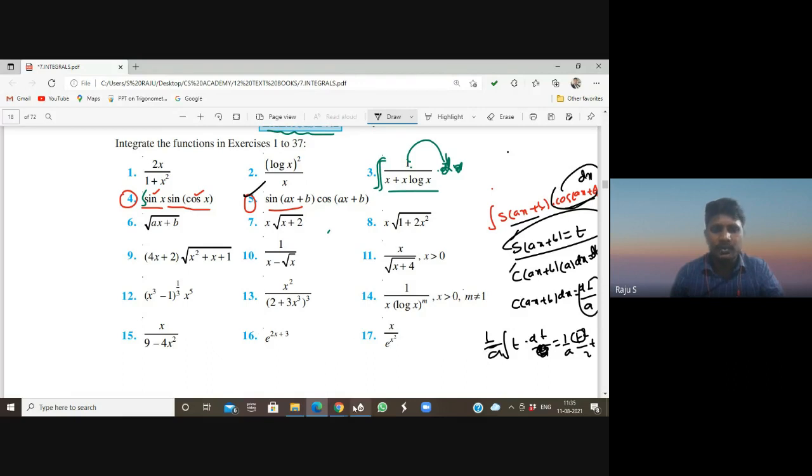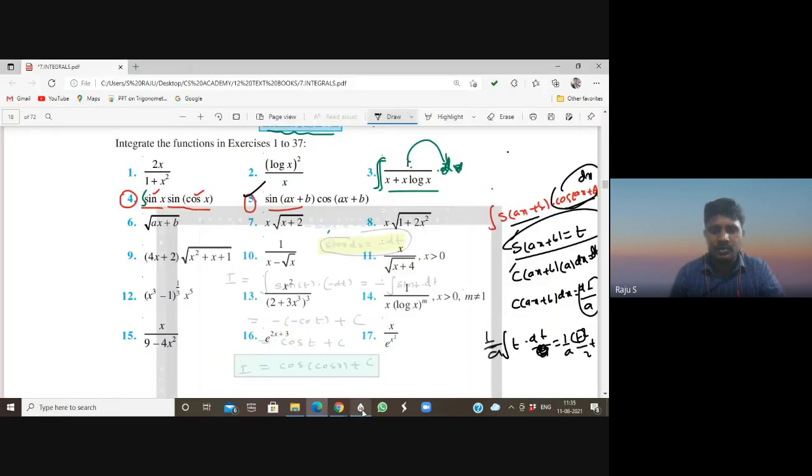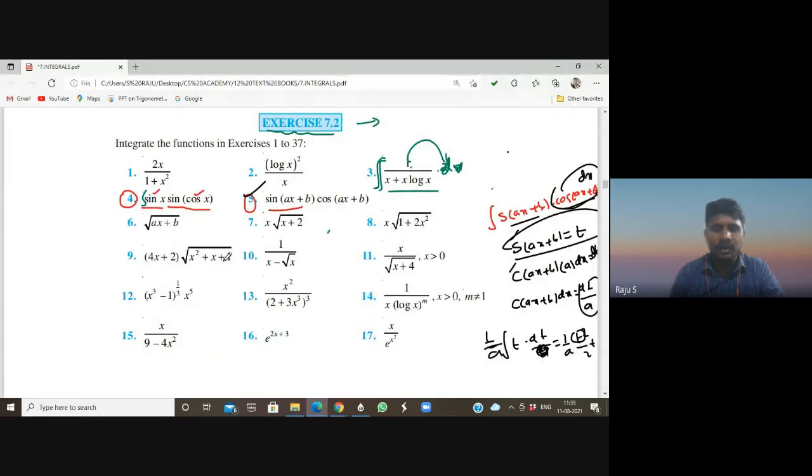And let's do the sixth one or seventh one, eighth one or ninth one. All of them consist of a square root. So simple, students, whenever you're having a square root, this value you can take as t square. Here also x plus 2 is equal to t square. 1 plus 3x square is equal to t square. That's all.